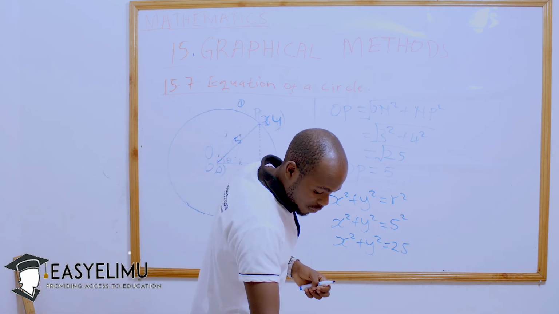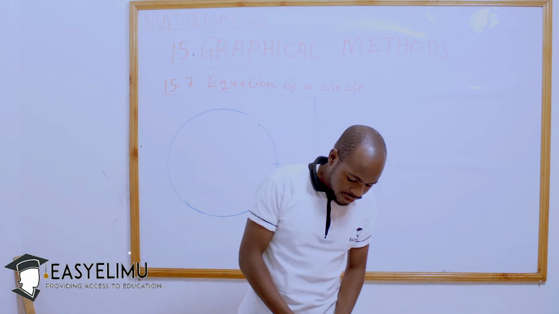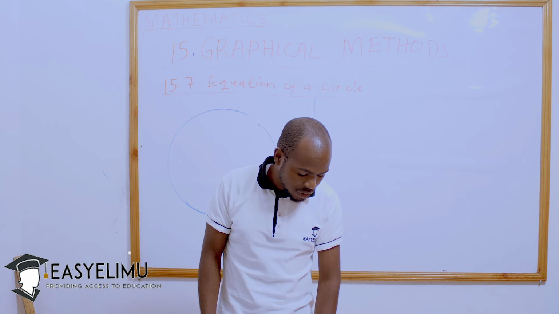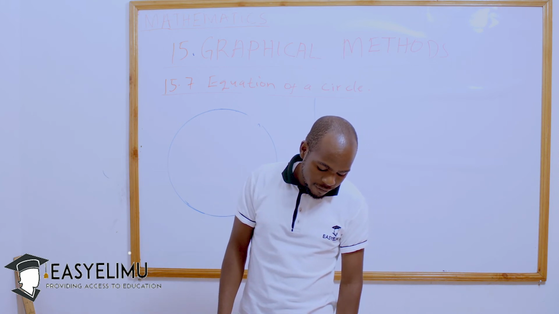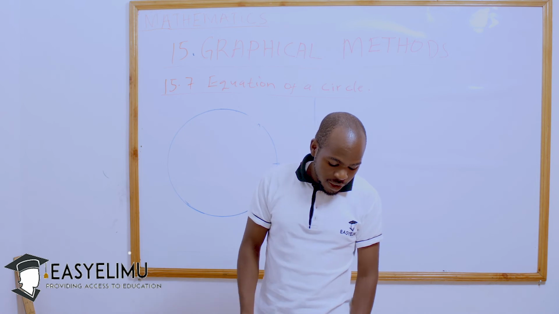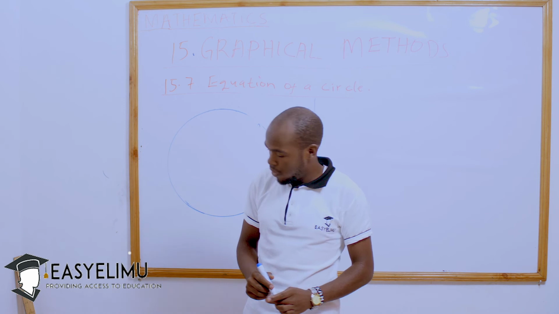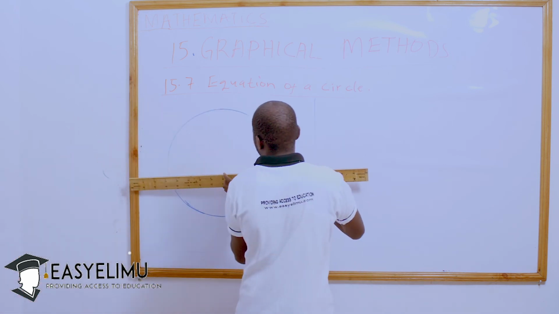Let's see another example. We have been told that line AB is a diameter of a circle such that the coordinates of A and B are (-1, 1) and (5, 1) respectively. Determine the center and the radius of that circle. So the first thing, I shall draw that diameter.